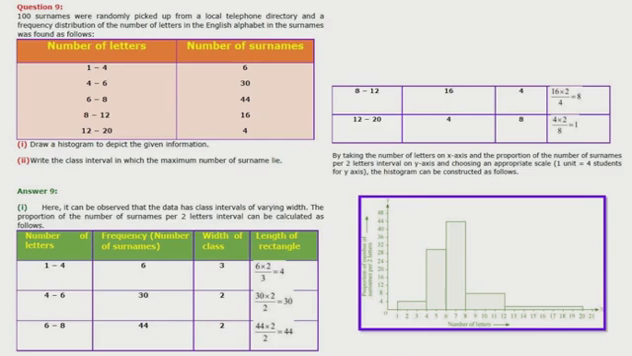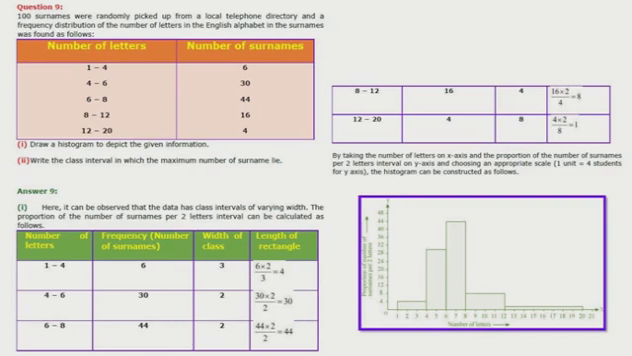100 surnames were randomly picked up from a local telephone directory, and the frequency distribution of the number of letters in the English alphabet in the surnames was found as follows. Number of letters, number of surnames: 1 to 4, 6; 4 to 6, 30; 6 to 8, 44; 8 to 12, 16; 12 to 20, 4. Draw a histogram to depict the given information. Write the class interval in which the maximum number of surnames lie.